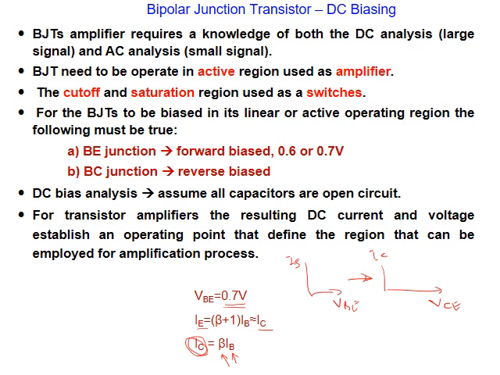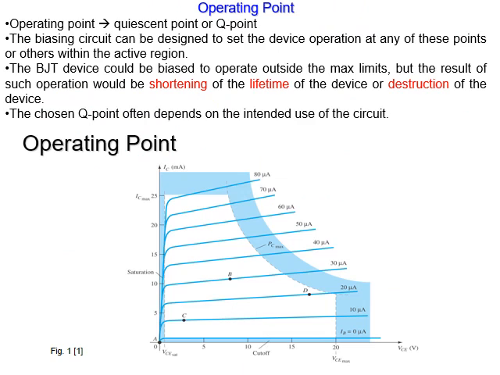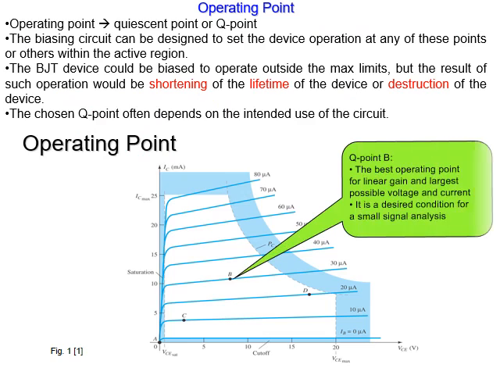We discussed this before, and you remember the curve looked like this, and we mentioned that this is the saturation region, this is the active region, this is the cutoff region, and usually the transistor works as an amplifier in the active region. Now, here you can see this is the output characteristics for a typical transistor, and this is V collector emitter, this is I collector.